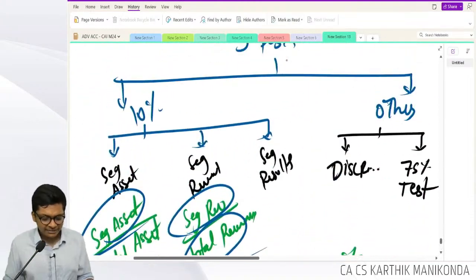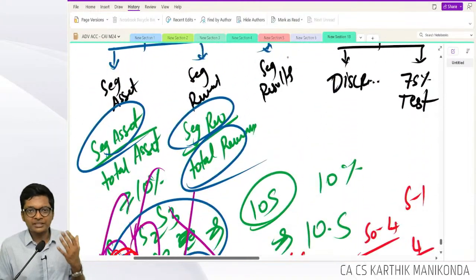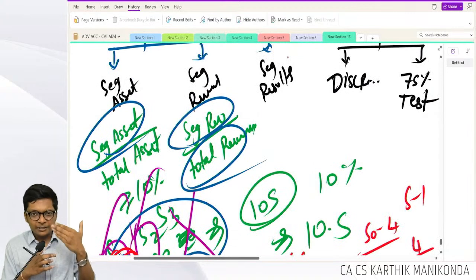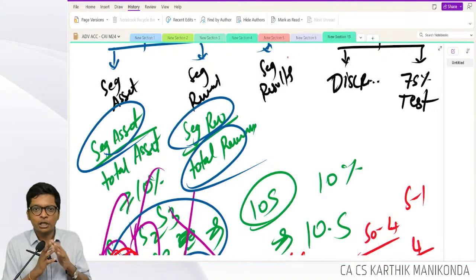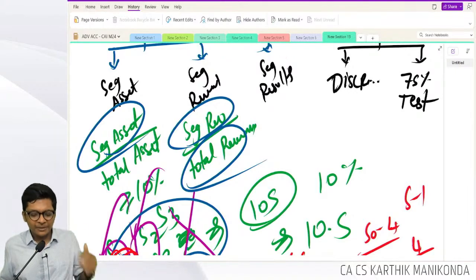So what to remember for exam? Segment assets by total assets, we will do a sum also today. Take segment assets by total assets including only relatable assets. Corporate items will be removed. Segment revenue by total revenue, take internal plus external revenue.